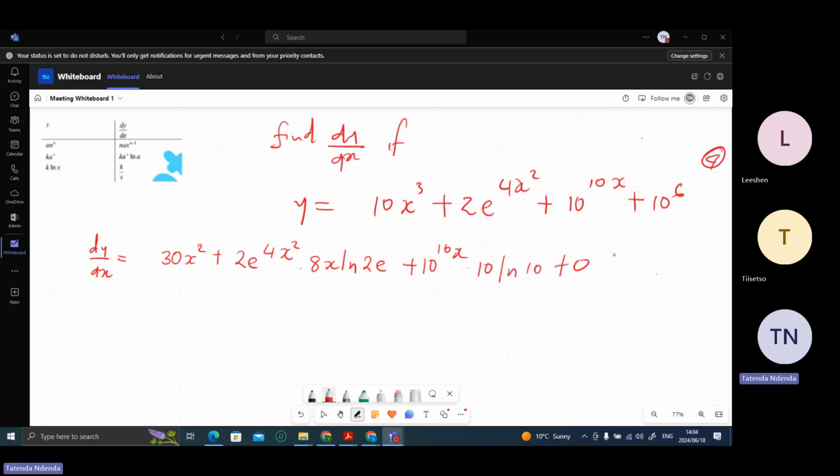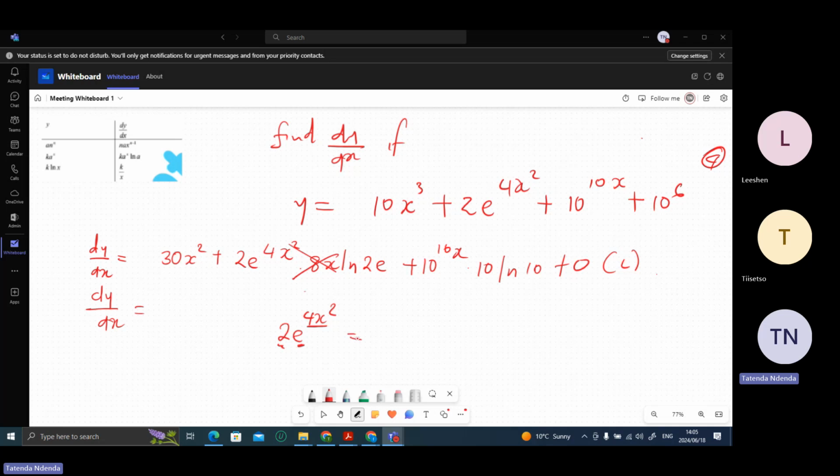Okay, this is Lishan. What about Mr. Tisieto? I got the same result as them. The same. This one, all of you guys failed it. Remember, we are saying 2e to the power 4x squared, and what is raised to the power 4x squared, guys? It's only e, not 2.